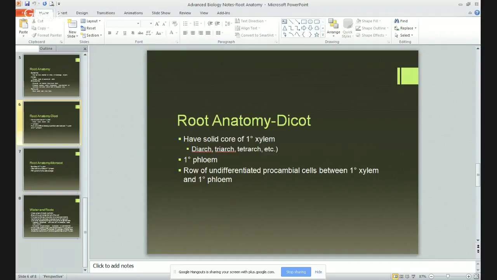And then you've got a row, or not really a row, but a line, of undifferentiated procambial cells found between, that surrounds those arms. It's going to be found between your xylem and your phloem. So that's what your dicot root is going to look like.